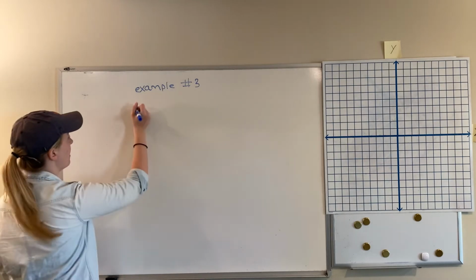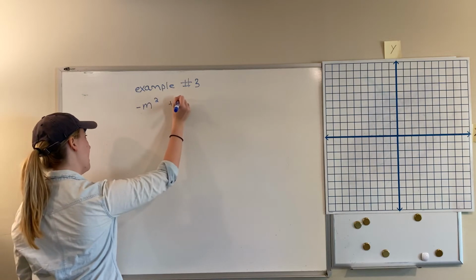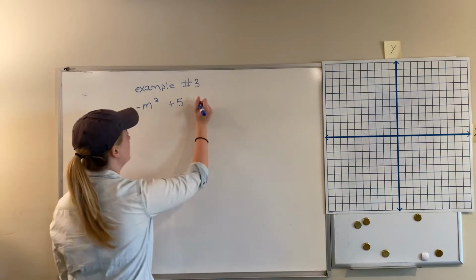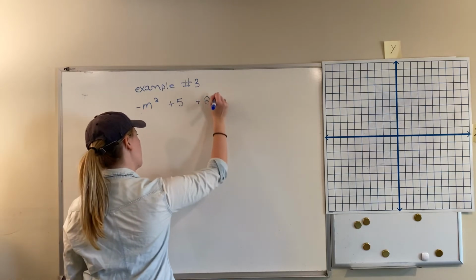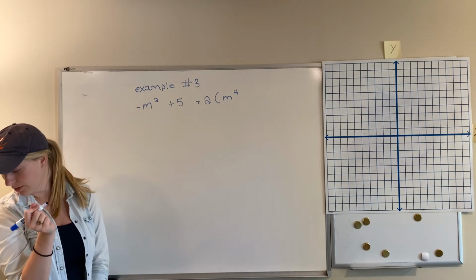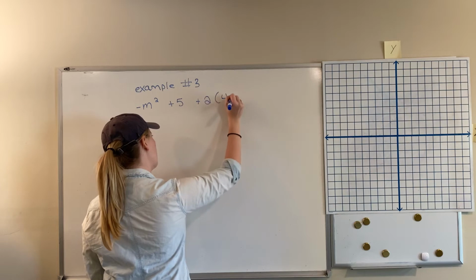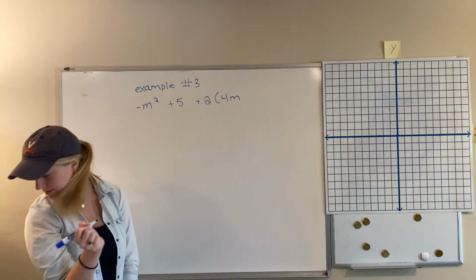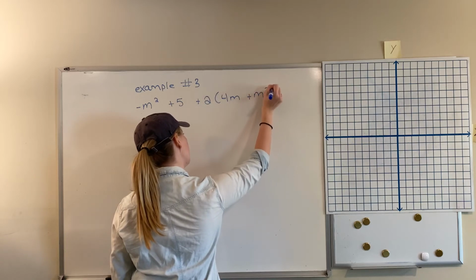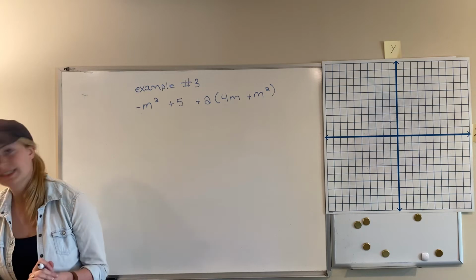Negative m squared plus 5, plus 2 times 4m plus m squared. And our instructions say, write this polynomial in standard form.